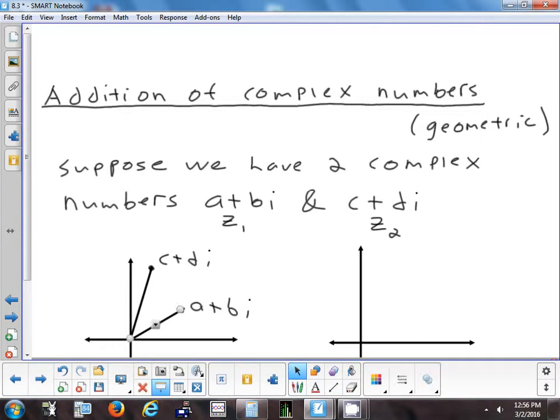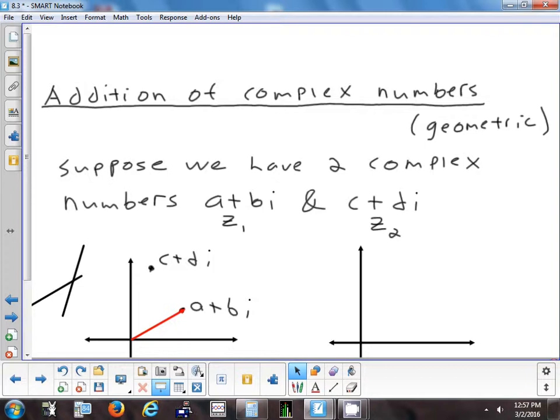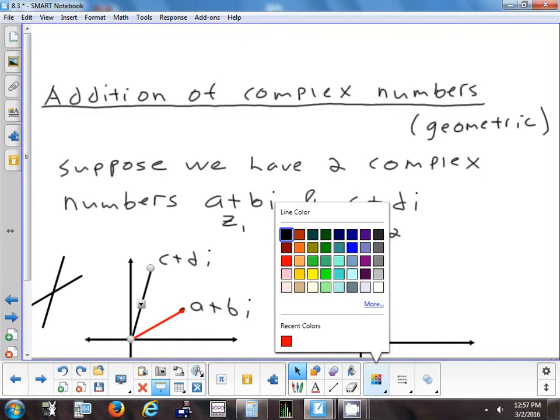What I'm going to do is think of these as being rays. I don't know if you can see it, it's a ray. So I have a ray going to A plus Bi. And I'm going to make a ray going to C plus Di. Let me make that one green.